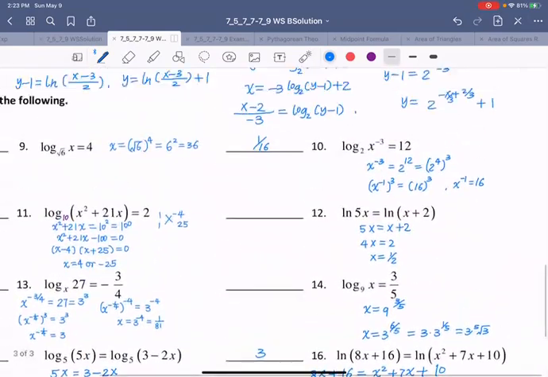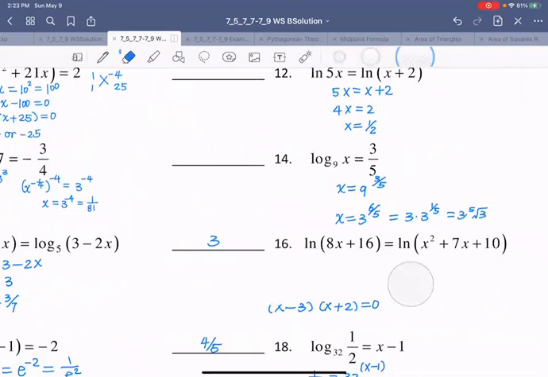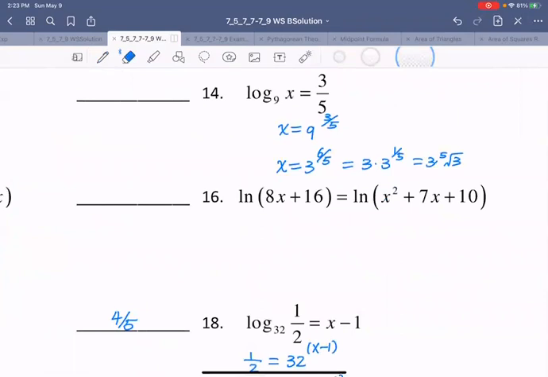Now let's do the next one. Aiden, let's do number 16. If the natural log of 8x plus 16 equals the natural log of x squared plus 7x plus 10, then there's no need for the natural logs. 8x plus 16 equals x squared plus 7x plus 10. So you just cross out the natural logs.